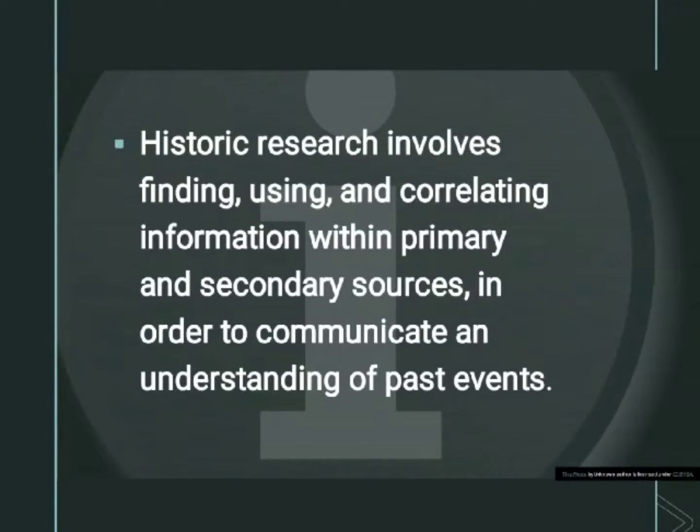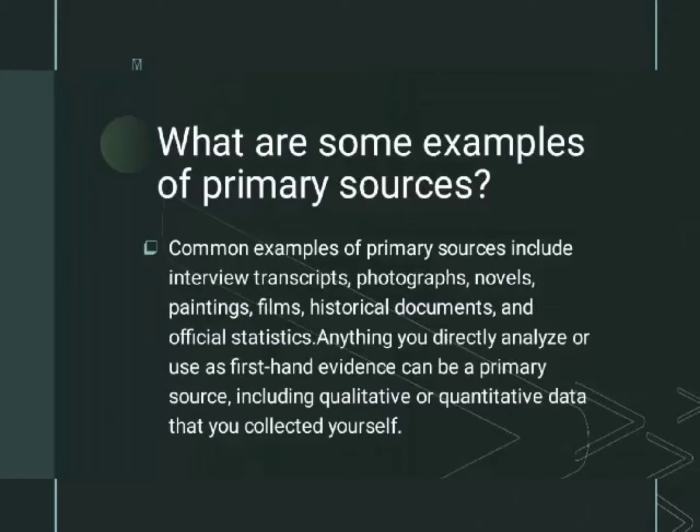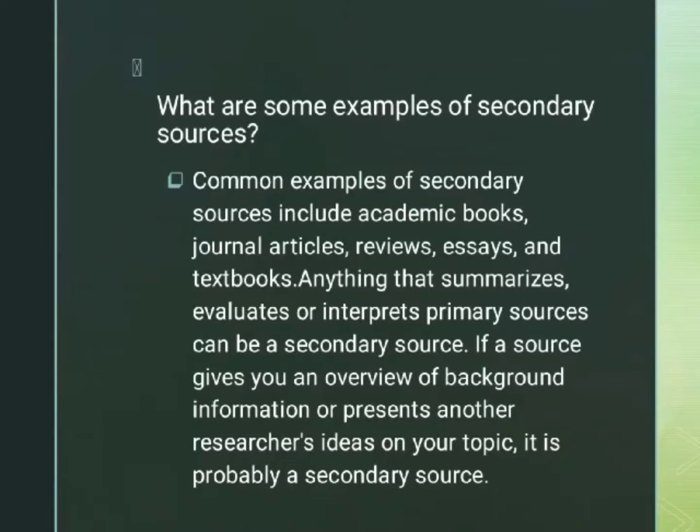Historical research involves finding, using, and correlating information within primary and secondary sources in order to communicate an understanding of past events. There are some examples of primary sources. Common examples of primary sources include interview transcripts, photographs, novels, paintings, films, historic documents, and official statistics. Anything you directly analyze or use as first-hand evidence can be a primary source, including qualitative or quantitative data that you collected yourself. What are some examples of secondary sources?